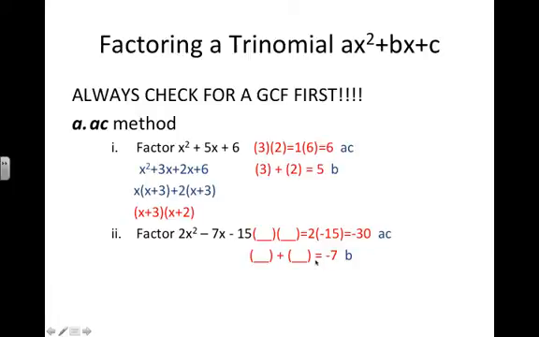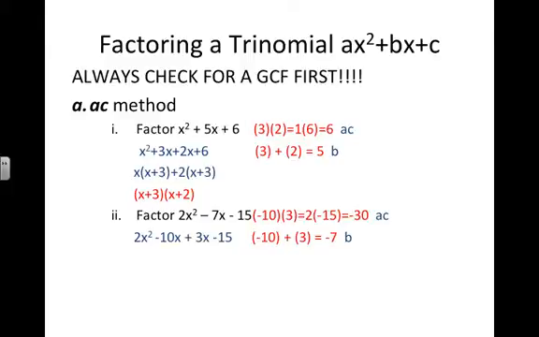Now, one's going to need to be positive and one's going to need to be negative, so they multiply to be negative 30. So maybe, let's see, an easy pair would be negative 10 and positive 3. And sure enough, negative 10 times positive 3 does equal negative 30, and negative 10 plus 3 equals negative 7. So your first step is to rewrite the negative 7x as negative 10x plus 3x.